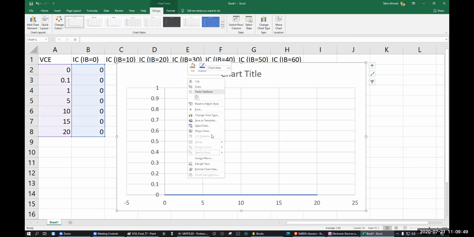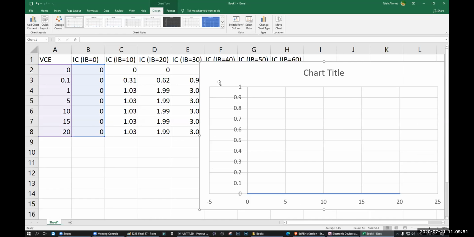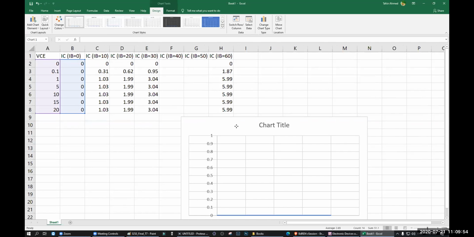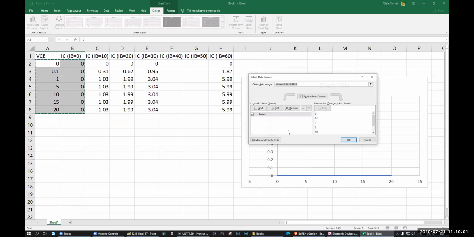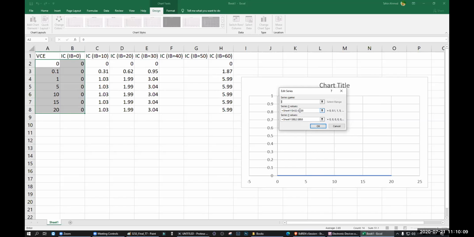Here, what I have to do, I have to add chart. I'm going to make it smaller. I'm going to right click and click edit data or select data. Select data will come up. Here I will just add graphs. How? This series, I'm going to call IB is equal to 0 microampere. You can see from here, IB was 0, right? That's why I'm going to call this series IB is equal to 0 microampere.